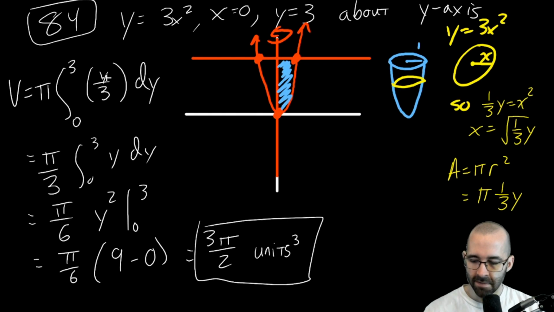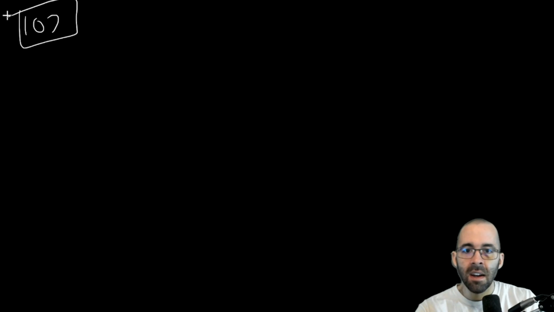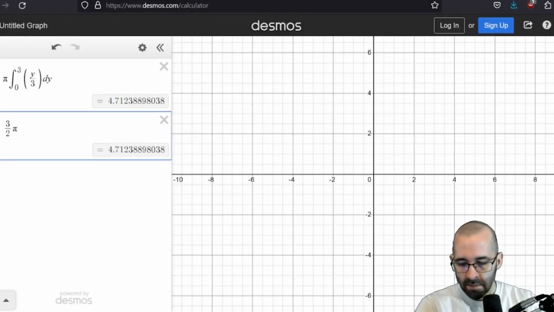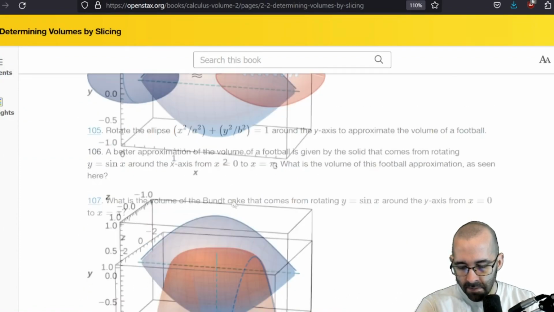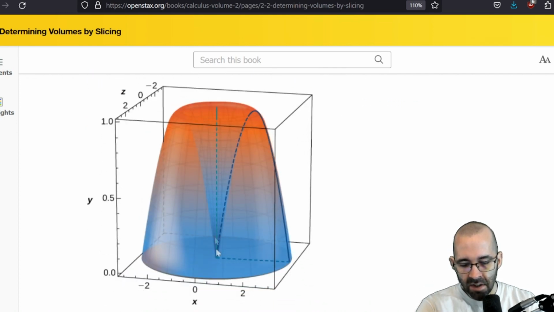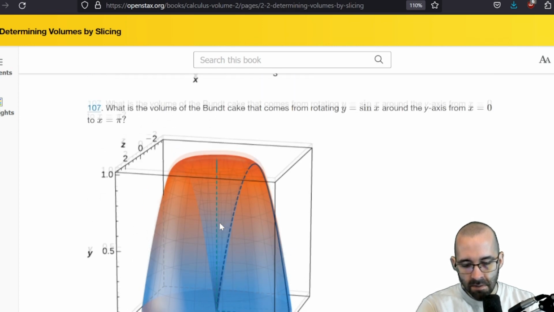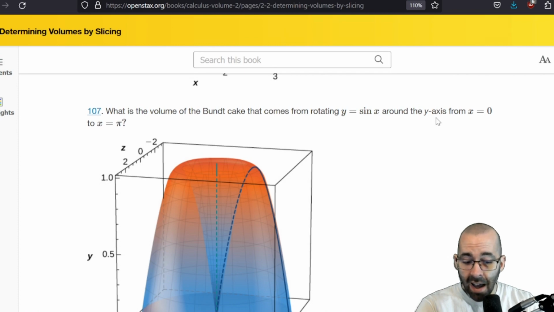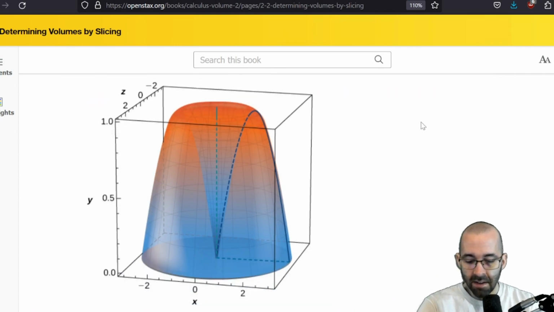There it is. All right, let's do the last one, which is kind of a fun one, I'm hoping. We'll see what it looks like. I think it has some good trig review as well. 107. What is the volume of a bundt cake that comes from rotating y equals the sine of x, you can see sine of x like this, about the y-axis from 0 to pi.